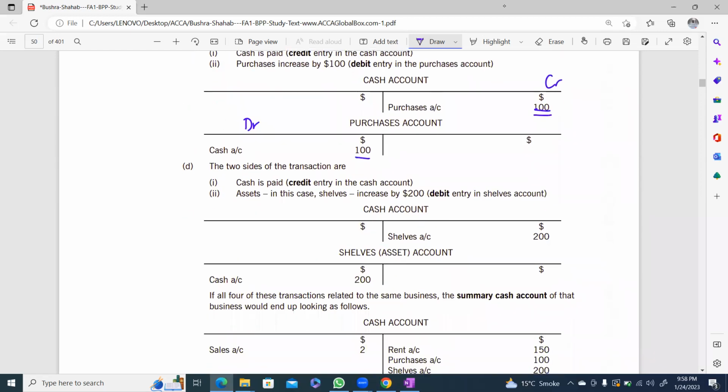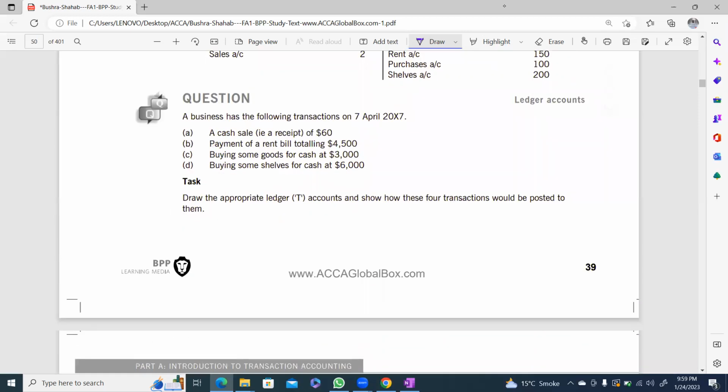Now remember one thing that if you are having any non-current asset in the account, you will open up the account with the name of the non-current asset. Like if it's office equipment, if it's furniture, you will open the account with the name of that particular non-current asset. Now, this question you try to work, okay? It's on page 39. You can note it down.